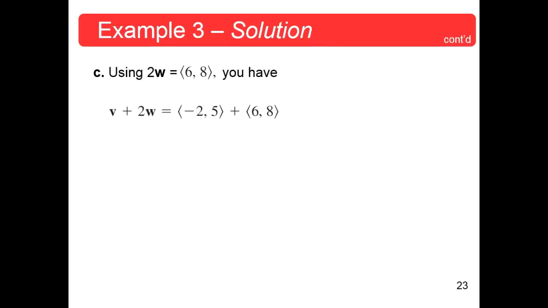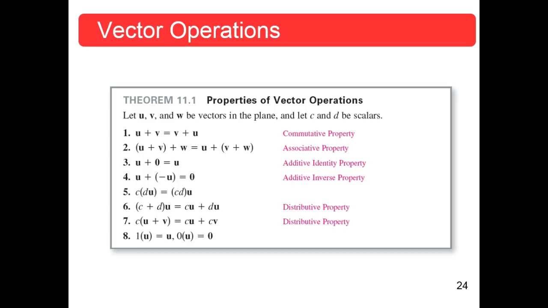And the C, using 2W to be 6, 8, which I wouldn't necessarily have done it that way. V plus 2W would be negative 2, 5, plus 6, 8. We just multiplied it out as we went. That's fine. This is fine too. That would be negative 2 plus 6 which is 4, and 5 plus 8 is 13, which we finally got to. Make sense?